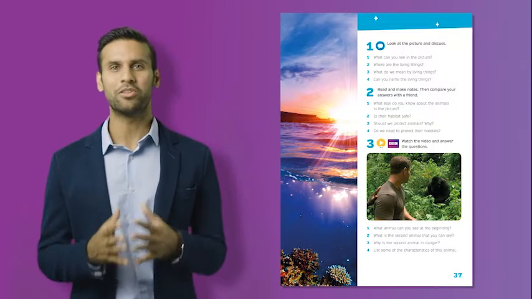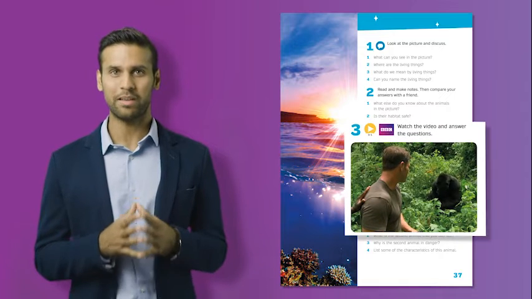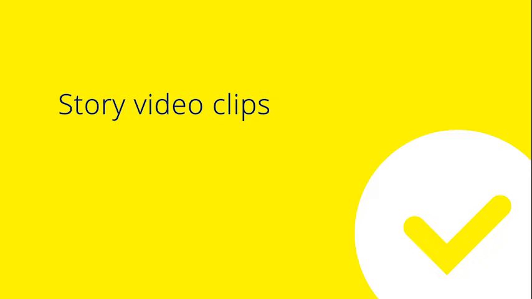In higher levels, the clips will often show an interesting experiment or facts related to the topic. This can also serve as a springboard for additional research projects. For example, here in Unit 3 of Level 4, the clip is about endangered animals.